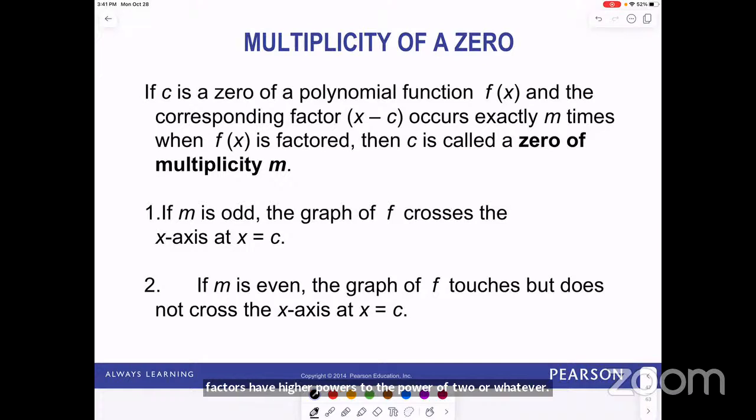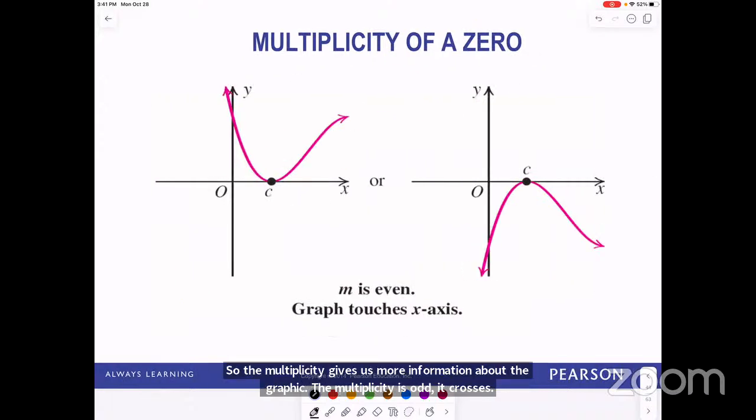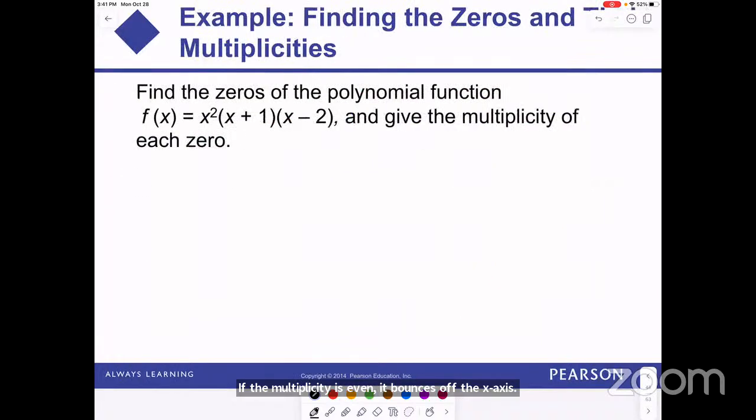If the multiplicity of a 0 is odd, then the graph is going to cross the x-axis at that x-intercept. If the multiplicity of our 0 is even, the graph is going to bounce off the x-axis at that x-intercept. So the multiplicity gives us more information about the graph. If the multiplicity is odd, it crosses. If the multiplicity is even, it bounces off the x-axis. I'm going to use my recording for this because we're just about out of time.